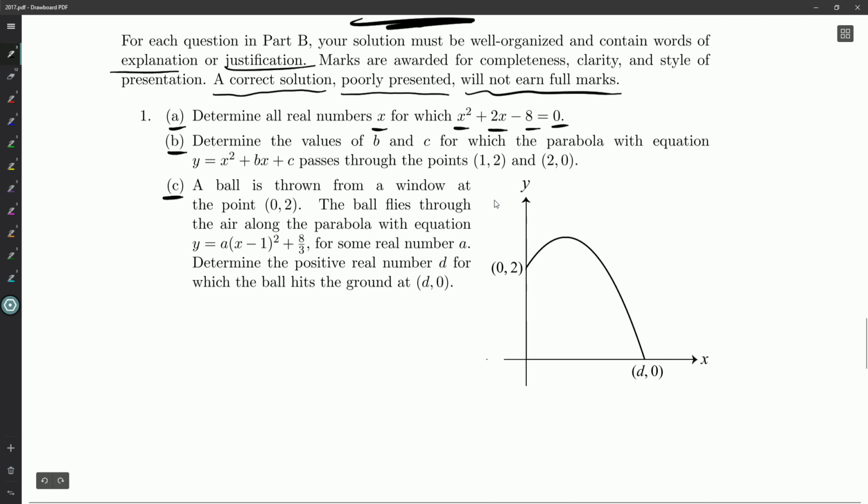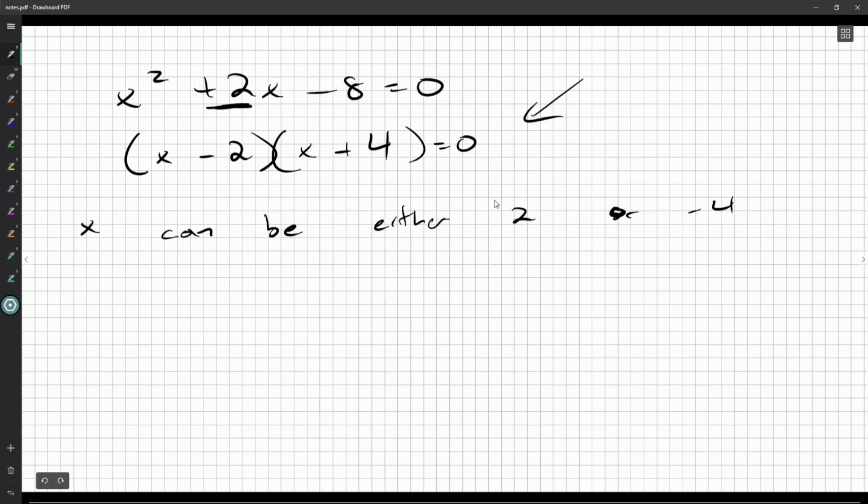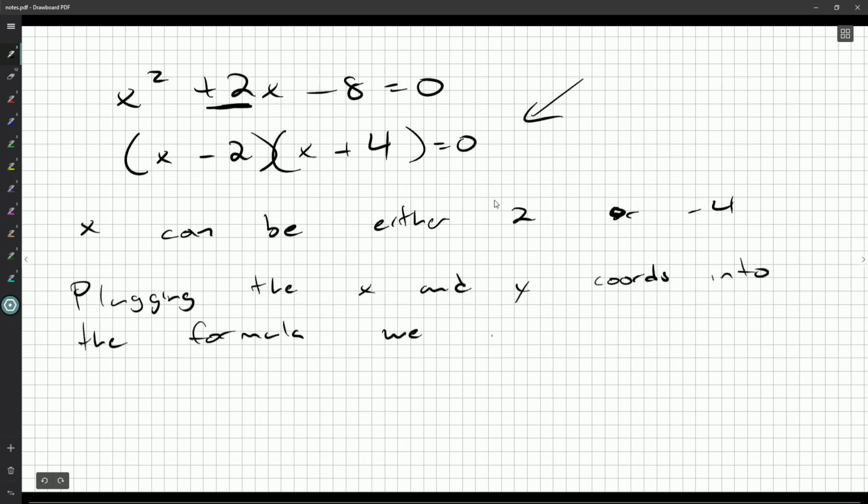1b. Determine the values of b and c for which the parabola with equation y equals x squared plus bx plus c passes through these points. I know what it means to pass through points. It means that if you take the x value and plug it in, you'll get the y value. So I'll just explain that. Plugging the x and y coordinates into the formula, we get 2 equations.